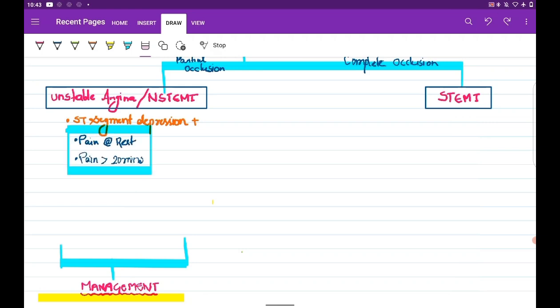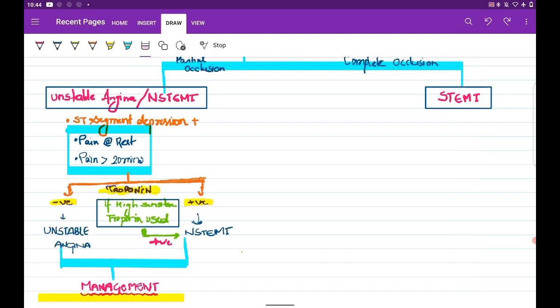Both unstable angina and NSTEMI are characterized by pain at rest and pain for more than 20 minutes. These are the features of acute coronary syndrome. Now how do we differentiate between unstable angina and NSTEMI? We can differentiate on the basis of the troponin test. We can use troponin T or troponin I. When we do the troponin test, if it comes out positive, it means there is an infarction, a little bit of infarction, so we categorize it as myocardial infarction, and it comes under NSTEMI because there is ST depression. But if the troponin in the blood is negative, then it is known as unstable angina.